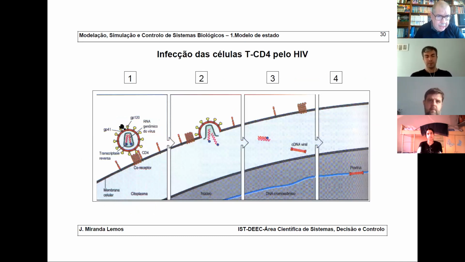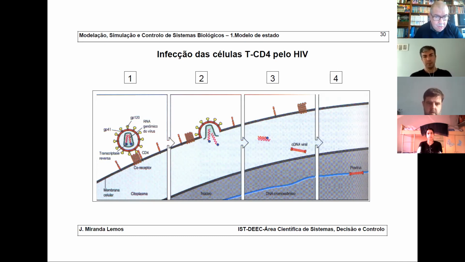So this thick line is the wall of the cell, and the virus approaches. It attaches to the cell, and it puts parts of RNA inside.